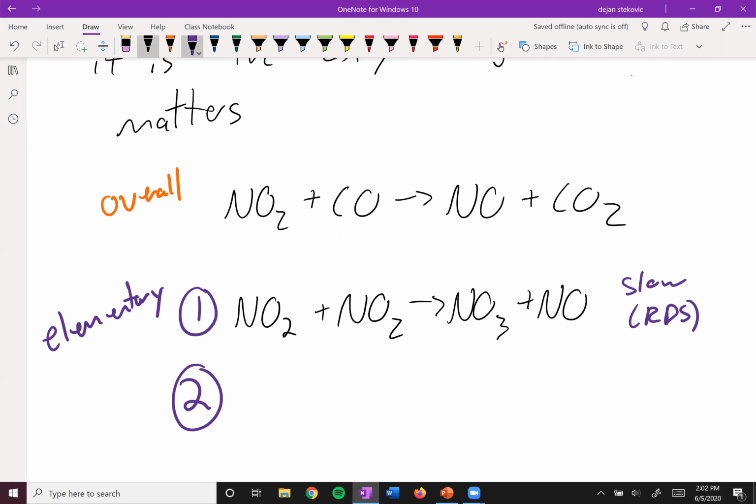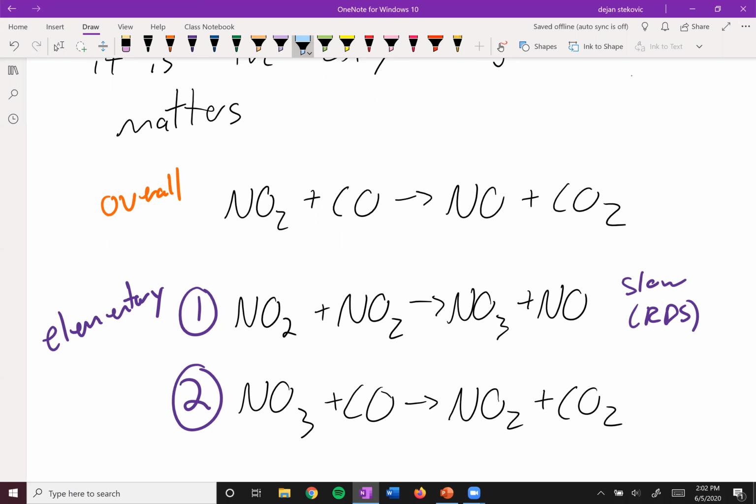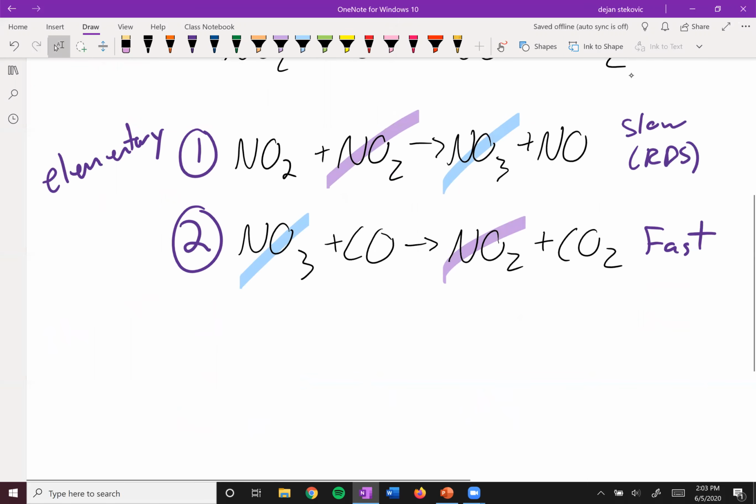And then in the second step, an NO3 that we previously formed reacts with a carbon monoxide to form our NO2 plus CO2. And so you can tell if you cancel things out that are on the same side, right? So if you cancel out these two NO3s, and also these two NOs, you'll get the overall reaction, right? And so if the first one was slow, the second step is fast here. And so we can write a rate law here.